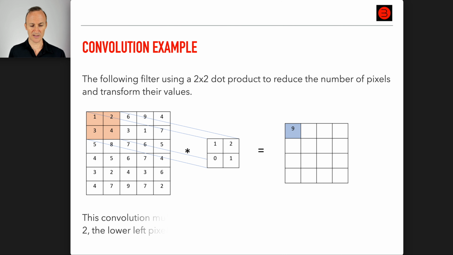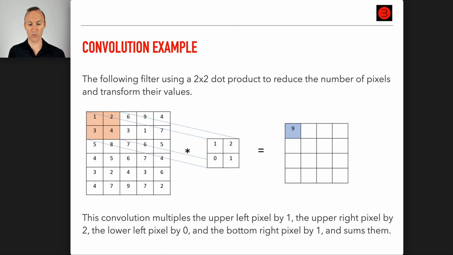And what it simply does, it multiplies the upper left pixel by 1. So in this case, we get 1 times 1 is 1. The upper right pixel by 2. We get 2 times 2 is 4. So that's 1 and 4. The lower left pixel by 0. That adds nothing. And the bottom right pixel by 1, that's 1 times 4, so another 4. So we're adding up 1, 4, and 4 to get 9. This convolution will be repeated over the entire grid of pixels to fill out the array of numbers that you see on the right. By the way, you can call these matrices of numbers as well.